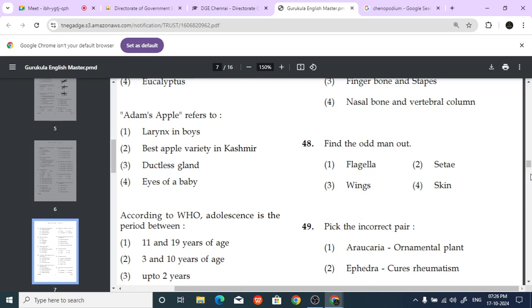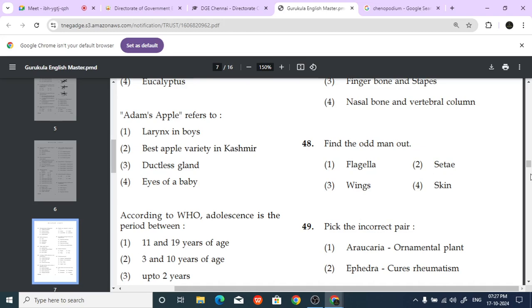Adam's apple refers to the larynx. In boys, because under the neck, a protruding part will be there; that's called the larynx. Normally you can find it in boys, or you can find it in other people, girls also, if they have a thyroid problem. Sometimes when you have a thyroid problem, this larynx will be very big. Okay, very good.